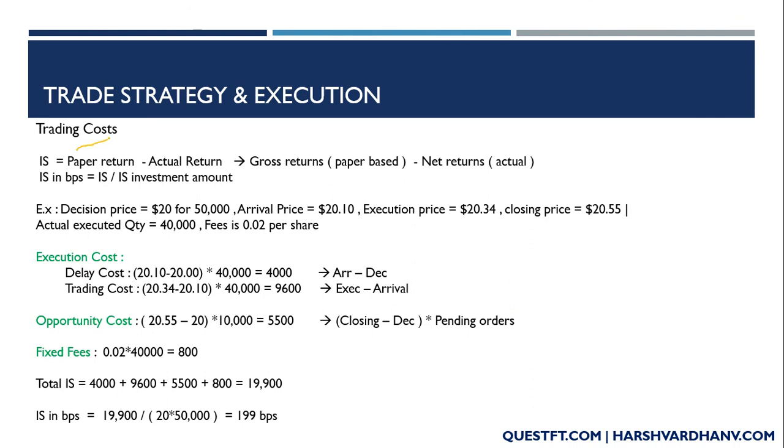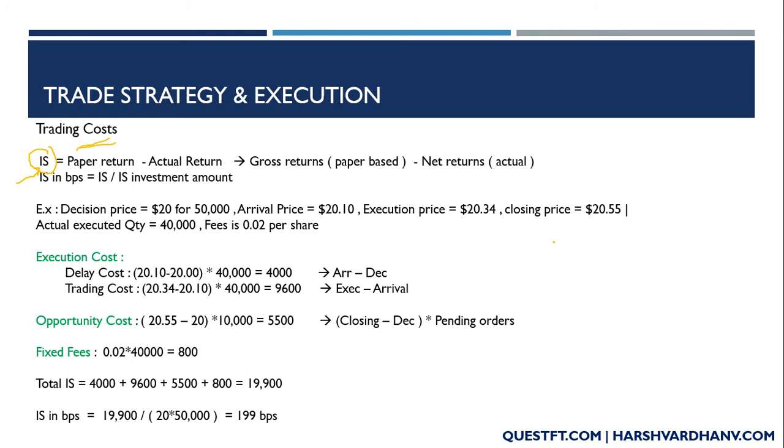This is important: how much cost you are incurring to invest. Suppose I want to buy a stock and I have a price in mind at which I want to buy, and I go in the market and execute that trade, but I'm not sure that I'm going to get the same price. So what is the shortfall? That shortfall is known as the implementation shortfall. It is basically the paper return.